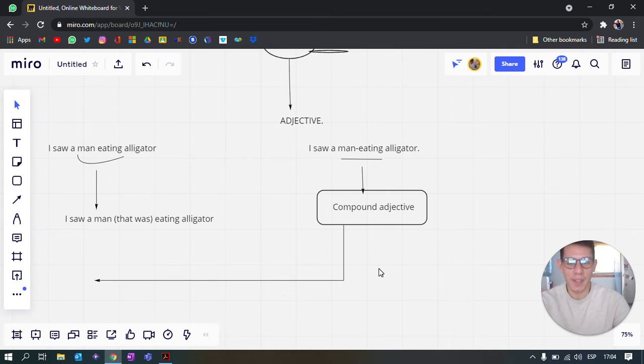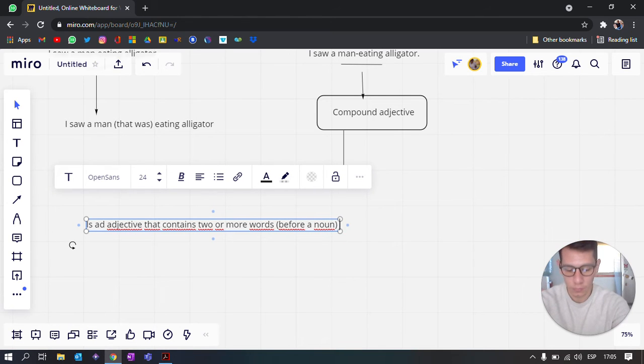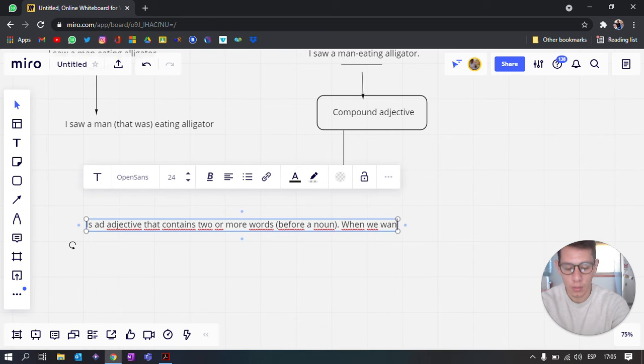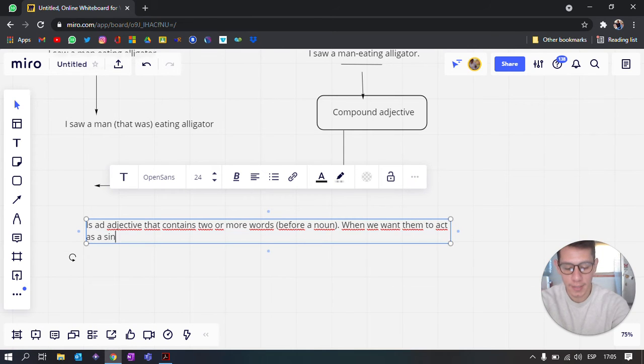Well, let's talk about this. I already mentioned it: compound adjectives. So what do we use them for? A compound adjective is an adjective that contains two or more words, and they are always before a noun. We use them when we want them to act as a single idea, as a single adjective that describes something.